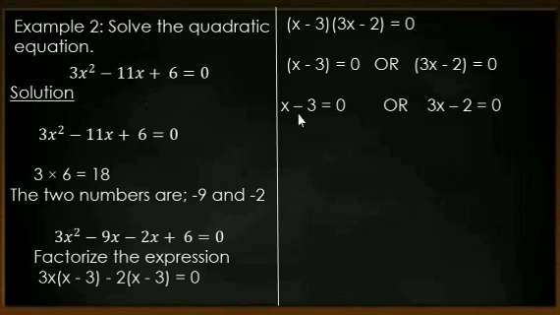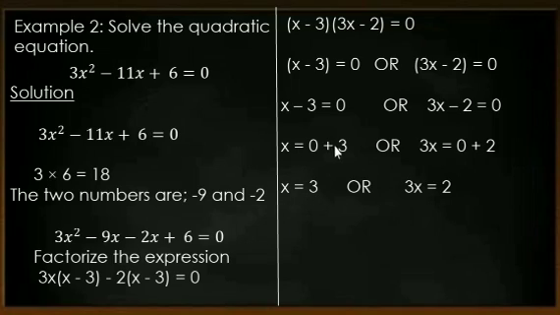So from here now, minus 3 will cross over, it will become 0 plus 3, and from here, minus 2 will cross over, it will become 0 plus 2. Alright, we now have x equals 0 plus 3 or 3x equals 0 plus 2. We've gotten x. Alright, by the time we add 0 plus 3, we have x. However, on this other side, we still have 3x equals 2.